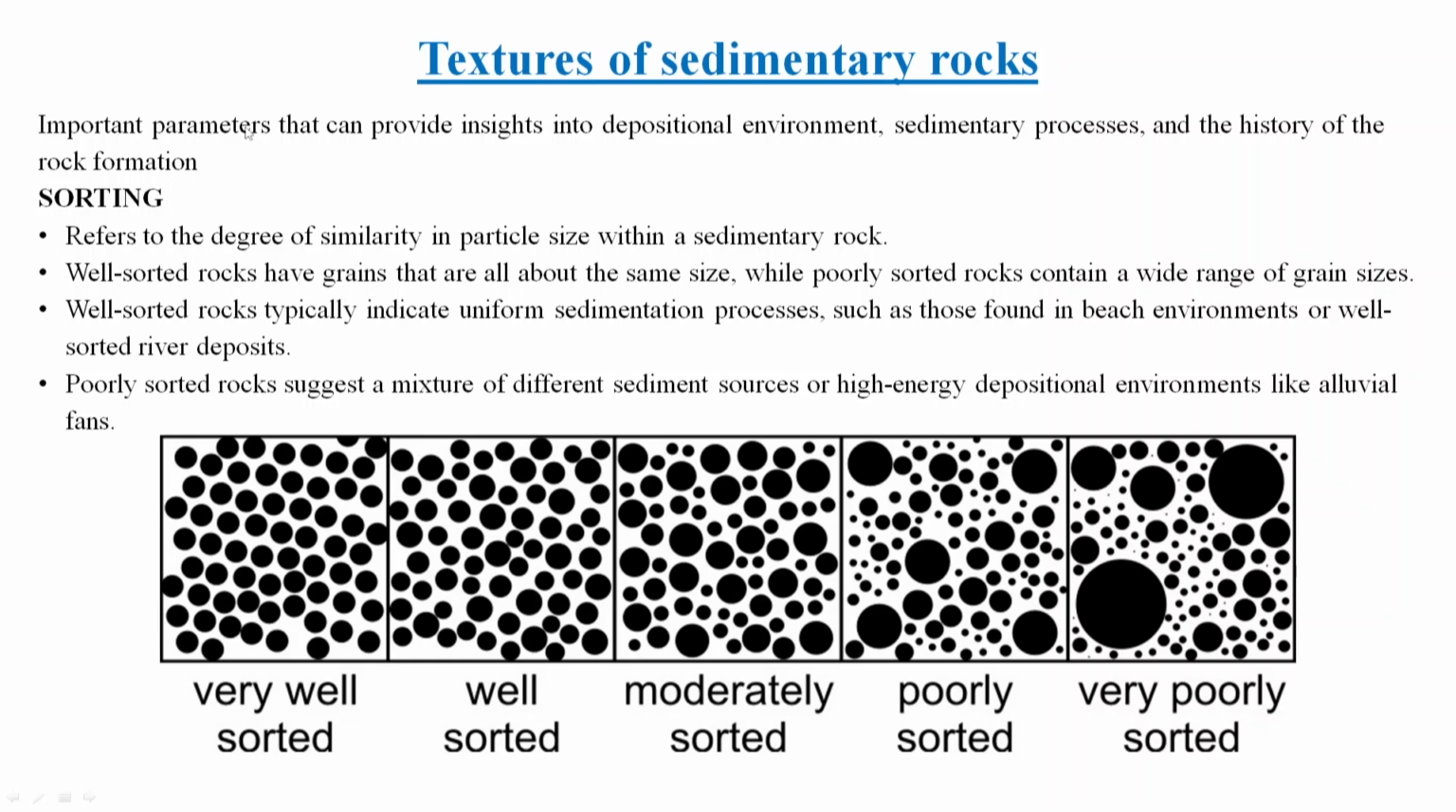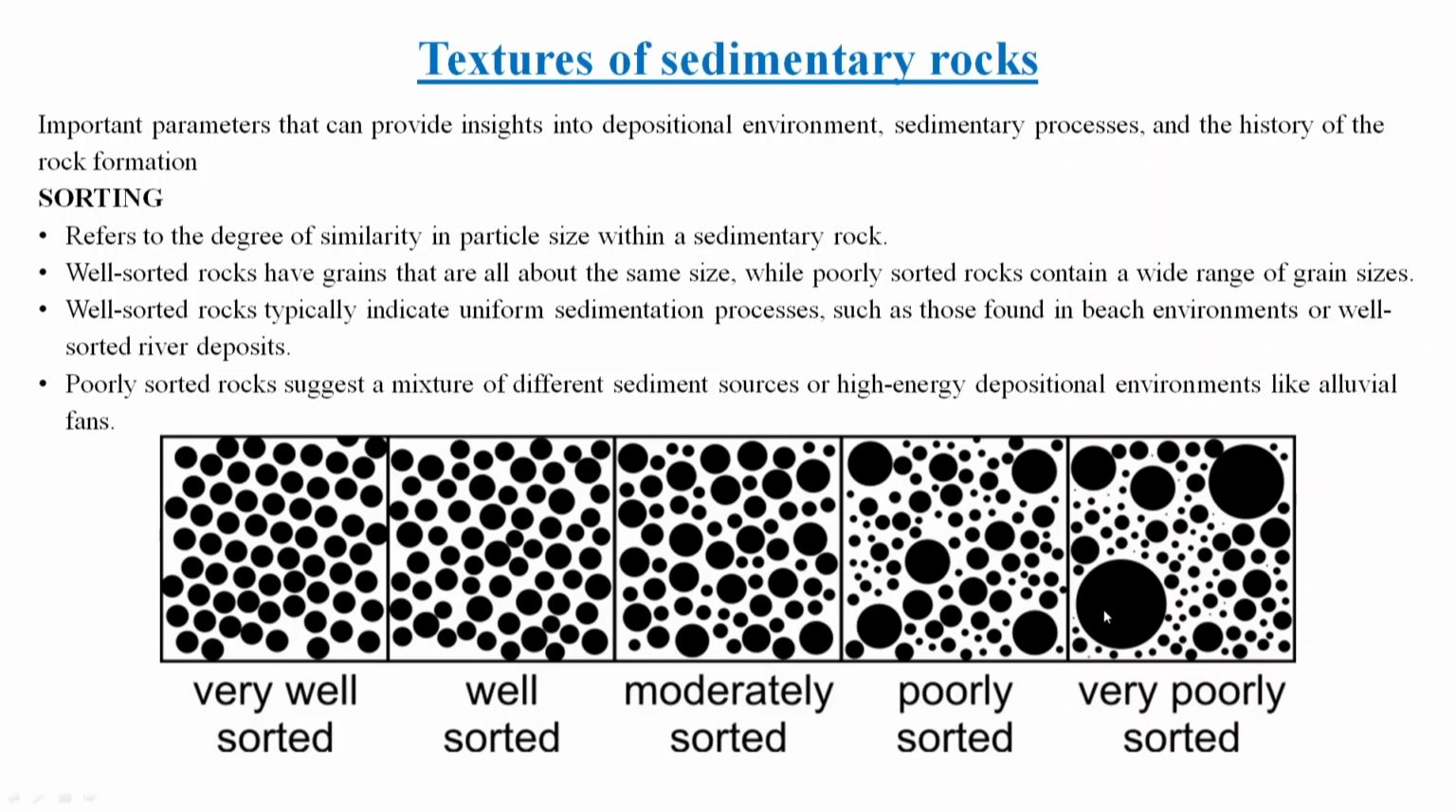Apart from that, like I was mentioning, there are some statistical references that are used to determine or to segregate the different textures in a sedimentary rock. So, one term that comes into place is sorting, and it refers to the degree of similarity in particle size within a sedimentary rock. That means, if there is a uniform grain size throughout a sedimentary rock, where all the particles present are of more or less the same or very similar grain size, in that case I will say that it is very well sorted.